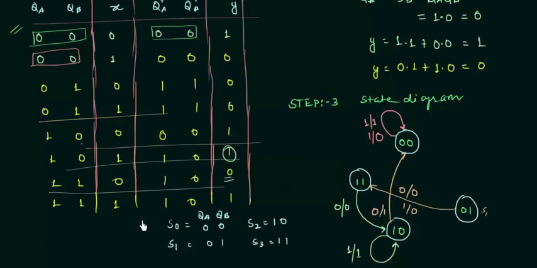Let's see for the last case when I am on S3 1 1, and when the input is 1 I am going on 1 0, again I am going on 1 0, so the input 1 is also making it go from S3 to S2 and the output is 1 in that case. So this is the state diagram for our circuit, and I hope all the 3 steps are clear to you. These 3 steps are required to make the state diagram of any sequential circuit.